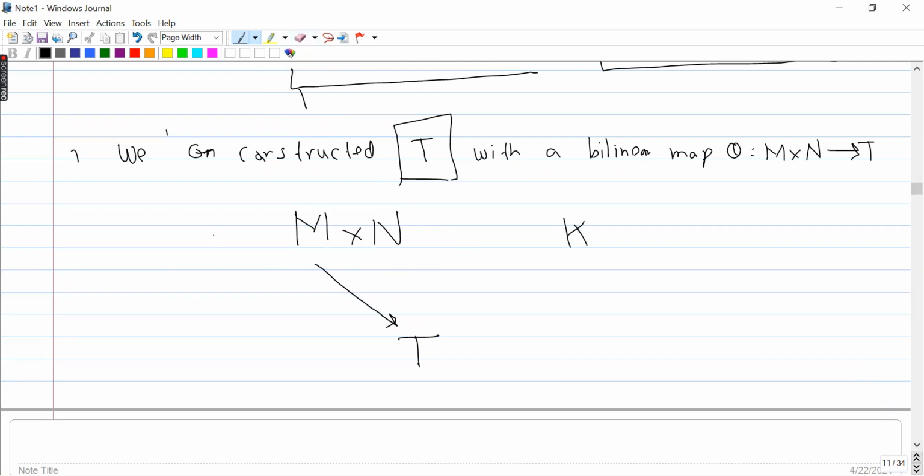And what is a bilinear map? Whenever (x, y) is here, here I will get the class of (x, y), and we know that this map is a bilinear map. So what is the universal property? Whenever there exists a bilinear map from F to K, then there always exists a linear map from T to K such that the diagram commutes.